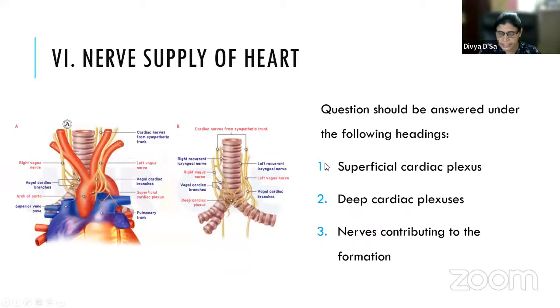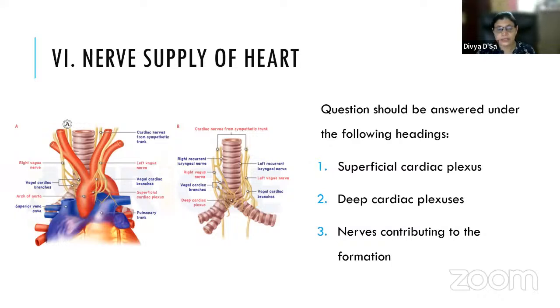The sympathetic fibers are derived from the upper 3 to 5 thoracic spinal segments. They are cardio-acceleratory. Their stimulation increases the heart rate and causes dilatation of the coronary arteries. So basically, it has an action opposite to that of the parasympathetic.